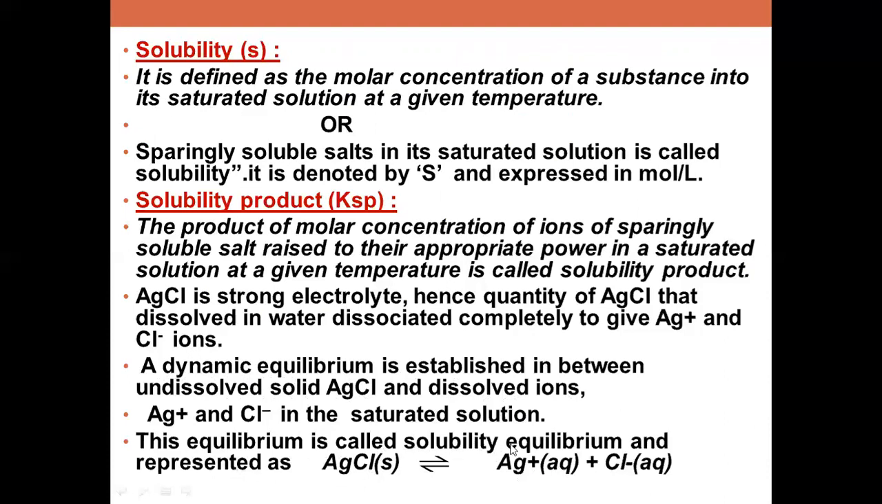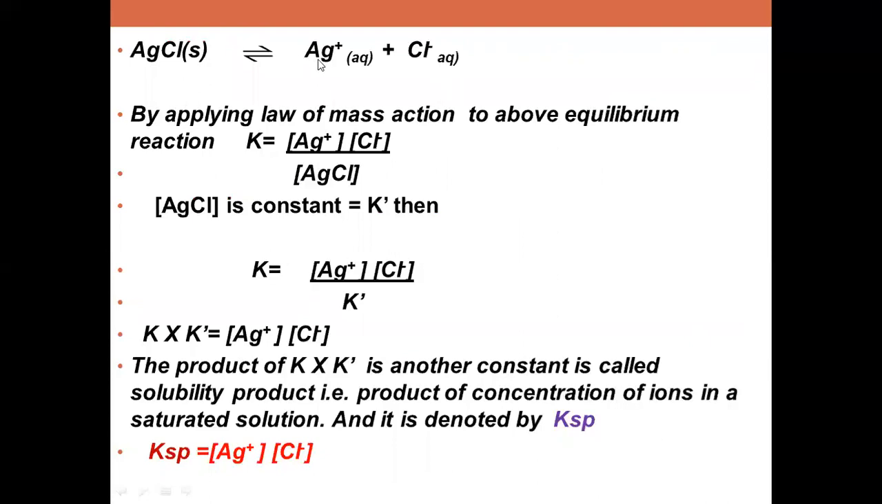This equilibrium is called the solubility equilibrium. Whenever AgCl is dissociated into Ag+ and Cl-, the Ag+ and Cl- are ionized species and AgCl is an unionized molecule. By applying the law of mass action to this equilibrium reaction, the equilibrium constant K is equal to product upon reactant.